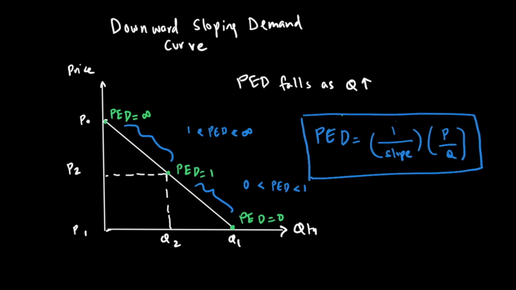For example, at this point, if I look at this value, my price is 0, and I have a particular quantity. So no matter what the slope is, my PED will be 0. While at this point, my quantity is 0, so my denominator is 0. And we know that anytime the denominator is 0, the value will become infinity. So if I use this formula, PED is equal to 1 over slope times P over Q, I can find the values, and I'll find the corner values to be infinity and 0.